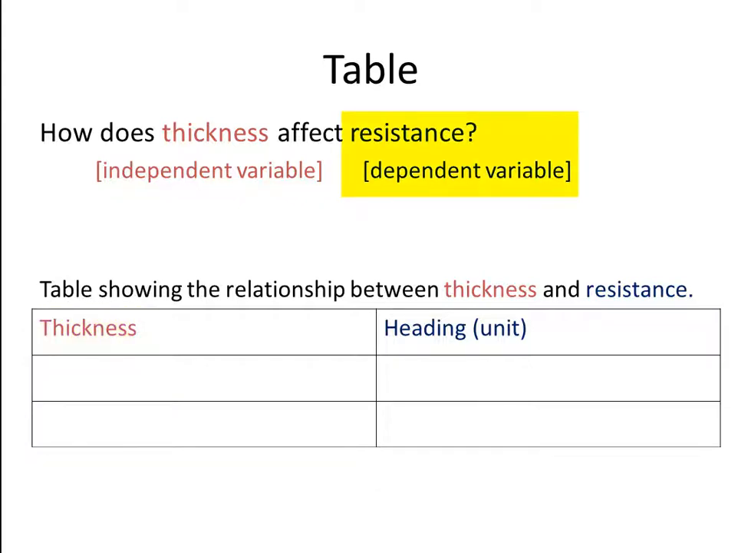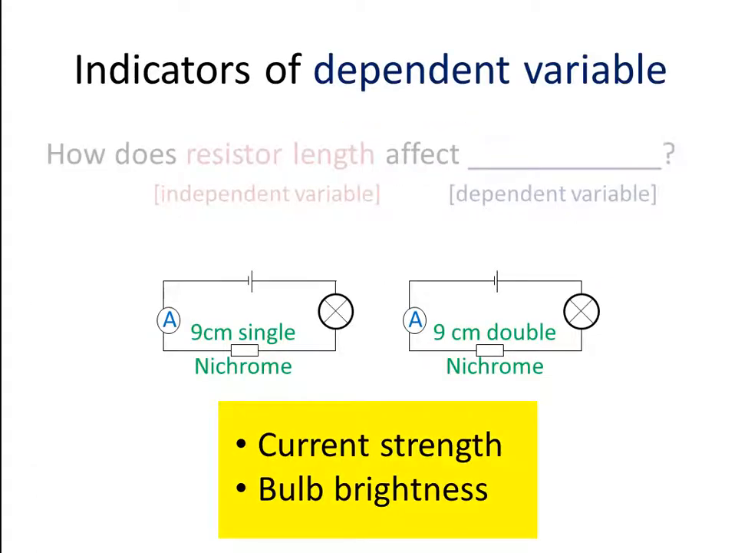Resistance is our dependent variable, but in this particular investigation we are not actually going to measure resistance in its unit ohms. We are going to use two indicators. Remember, we're going to use current strength and bulb brightness to tell us about resistance. And so these are the two that need to come in the table.